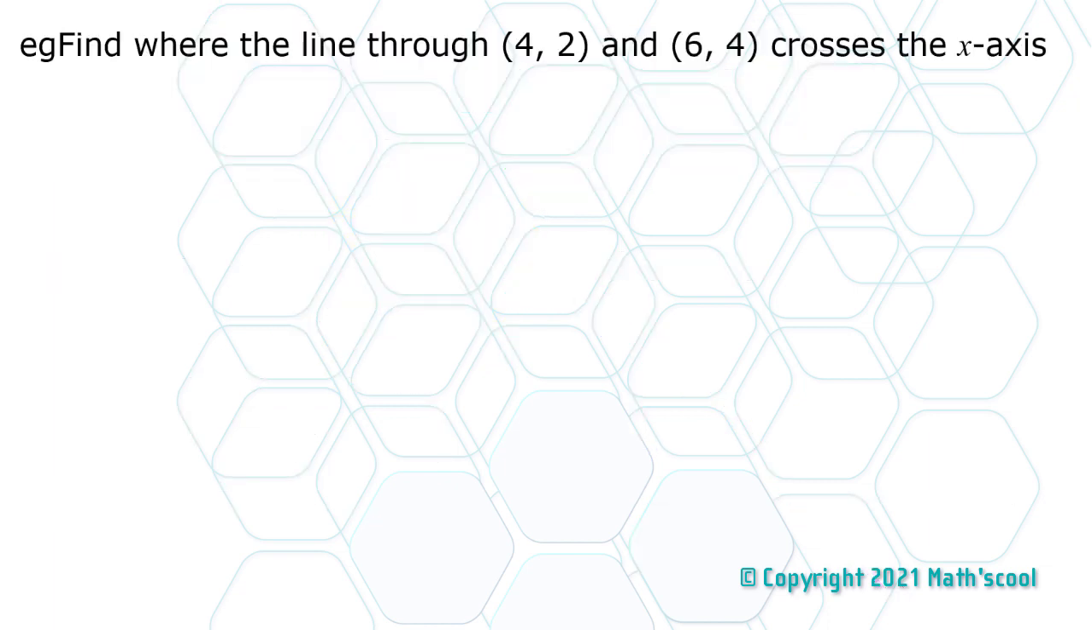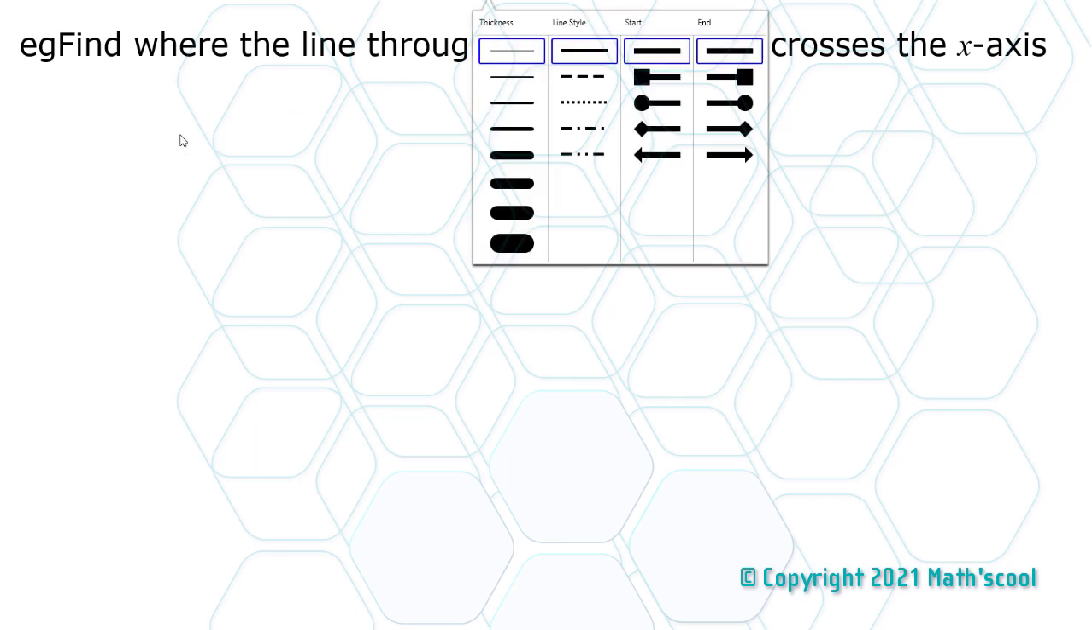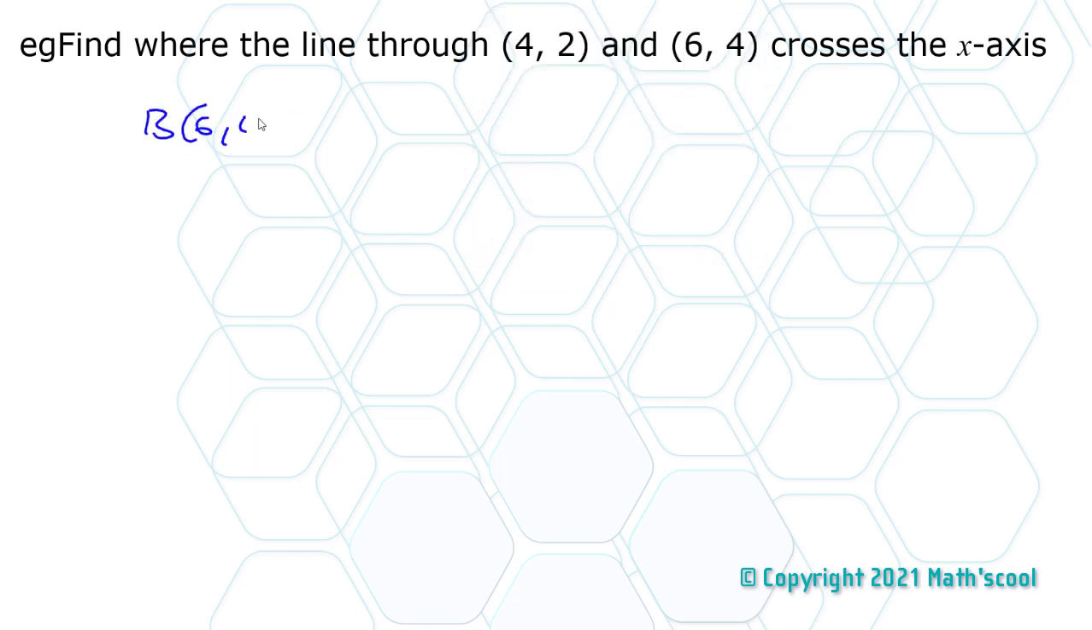Find where the line through 4, 2 and 6, 4 crosses the x-axis. So we're trying to find the root where it crosses the x-axis, but this time we don't know the equation. So they just made it a little bit longer for us. We have to find the equation first. So let's call the points A and B. So B can be 6, 4 and A can be 4, 2.